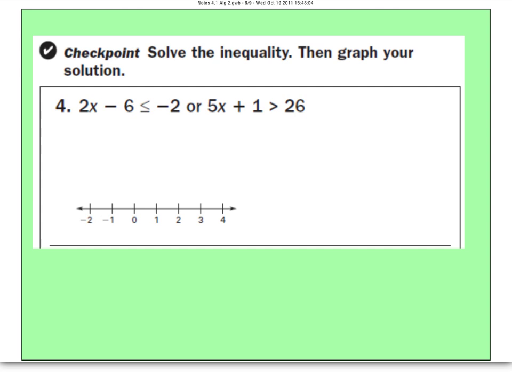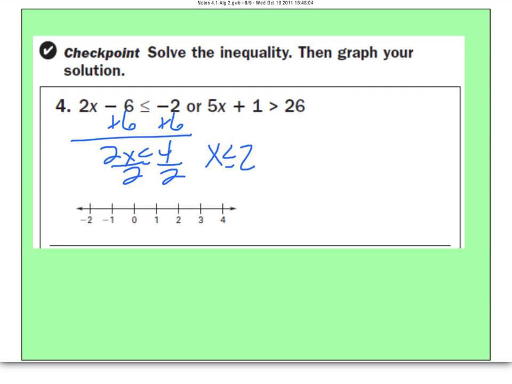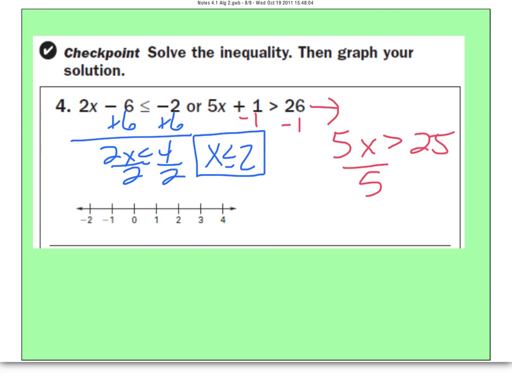If we solve this first one, we're going to add 6. Leaves us with 2x is less than or equal to 4, and then divide by 2. So that is x is less than or equal to 2. This second one here, to get x by itself, let's minus 1 first. So it would be 5x is greater than 25, and then divide by 5. So x is greater than 5.